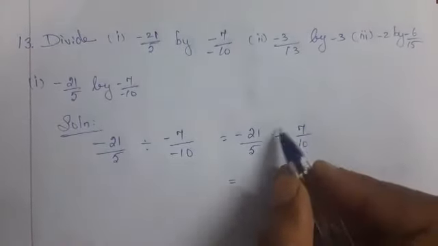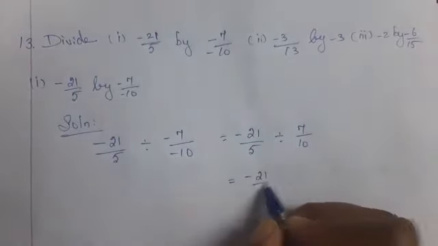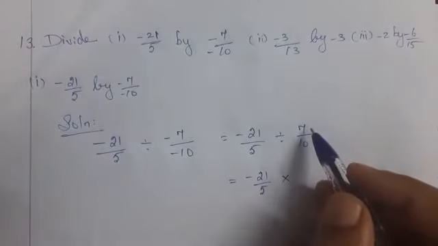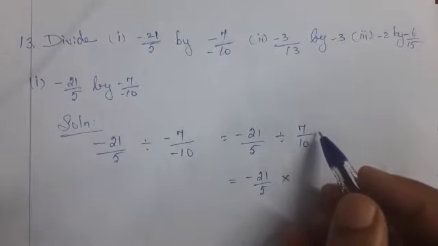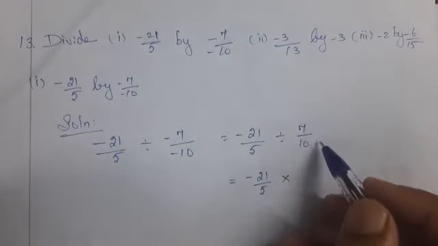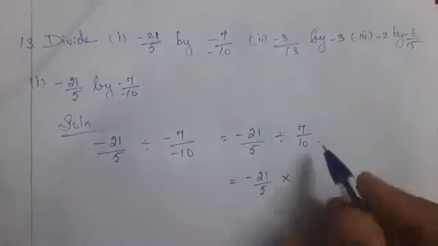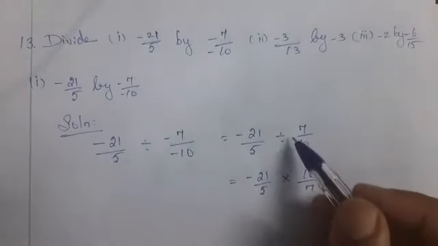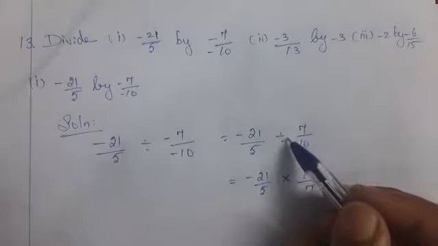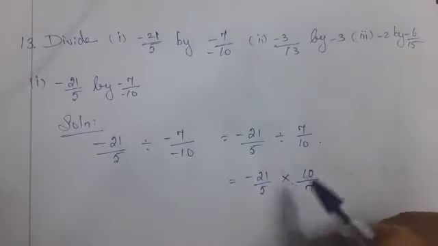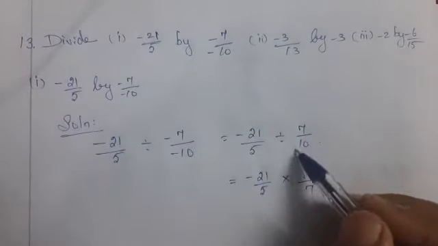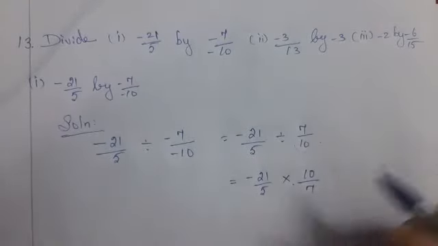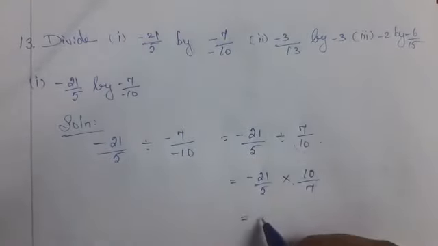Next, change the division. When you are ready to change the division sign, just change the term after the division sign, that is 7 by 10 can be changed into 10 by 7. When you change the division to multiplication, immediately you must write the reciprocal of the number, 10 by 7. Now, same procedure.